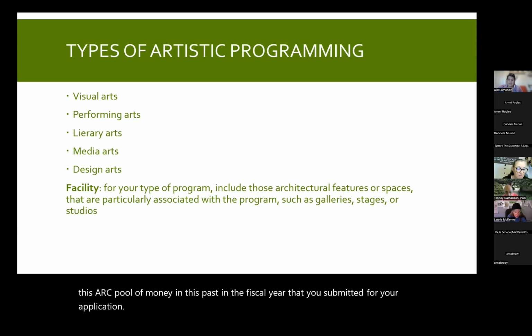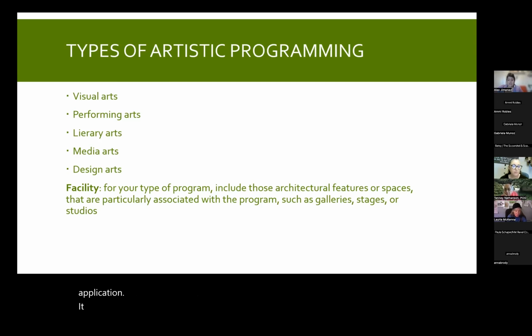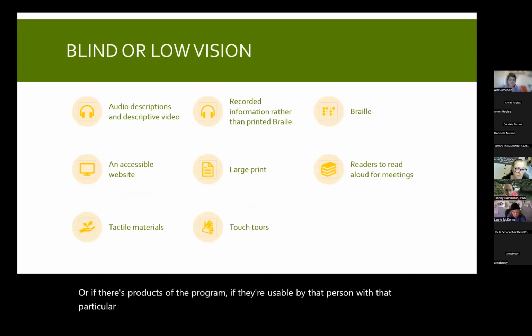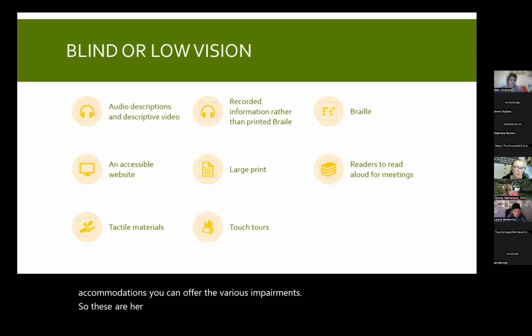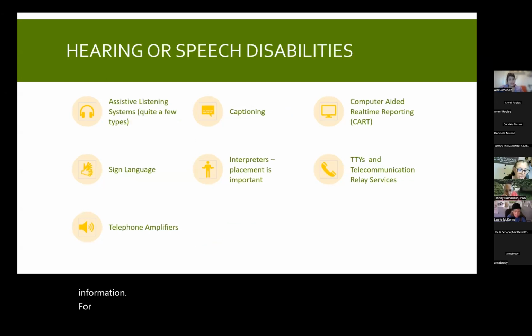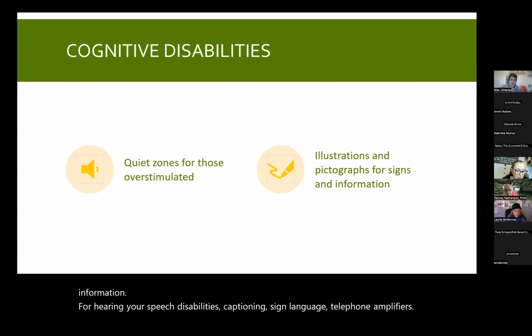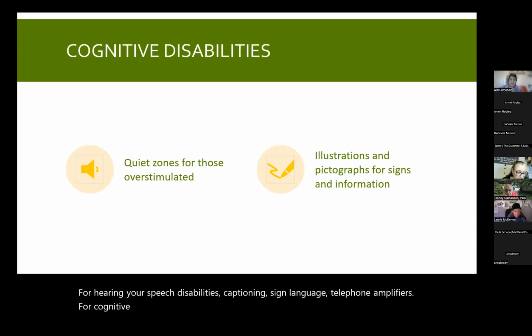It also asks if the activities and or products of the program are usable by the person with that particular impairment. And the following slides are just a few examples of accommodations you can offer for the various impairments. So these are for blind or low vision: tactile materials, large print, recorded information. For hearing or speech disabilities: captioning, sign language, telephone amplifiers. For cognitive disabilities: quiet zones, or illustrations and pictographs for signs and information.